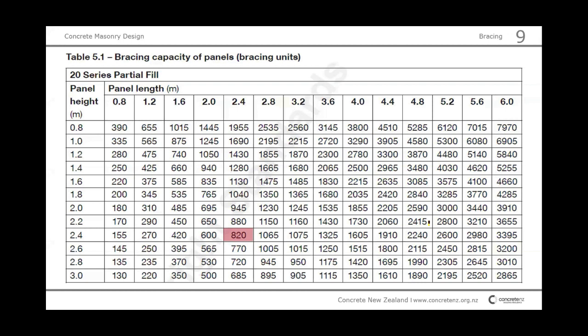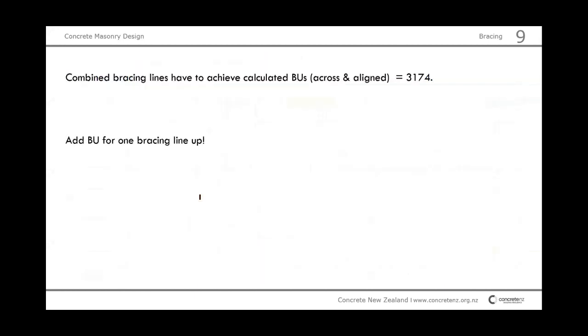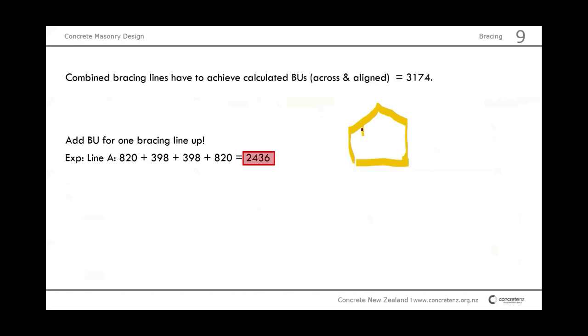And then we have to look at the other panel, which is 1 meter 40 by 2 meter. We interpolate between those two figures. That's roughly 400. So 1600 plus 400 plus 400 is roughly 2400 bracing units. And this is how I line them up. This is bracing line A, the little gable wall with these 4 panels. One here, one there, the 2 smaller ones here. 800, 400, 400, 800. So we achieve 2,436 bracing units alone in this bracing line A.